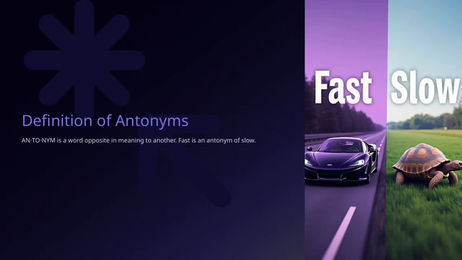Let's take a closer look at the definition of antonyms. An antonym is simply a word that has the opposite meaning of another word. For example, the word fast is an antonym of slow. This means that these two words express opposite ideas or qualities. Recognizing antonyms is important because it helps us understand the full range of meanings and how words relate to each other. As we continue with our theme of expanding vocabulary, understanding antonyms will allow us to communicate more precisely and effectively. Remember, identifying antonyms can also enhance our reading comprehension and make our language more dynamic.